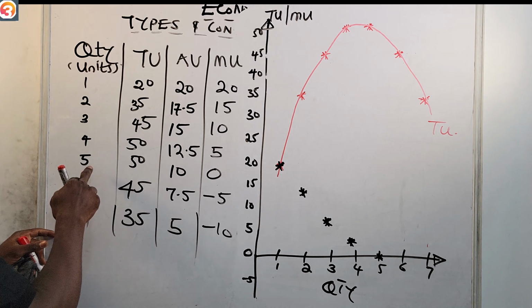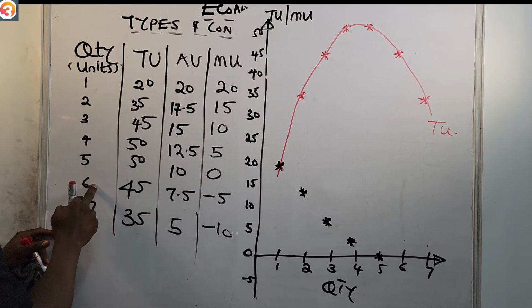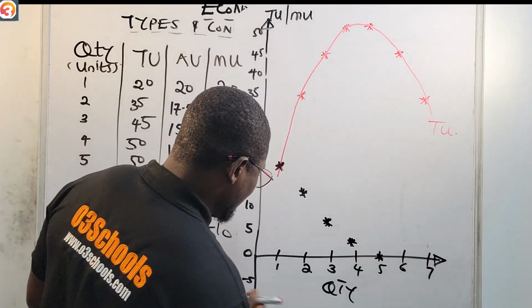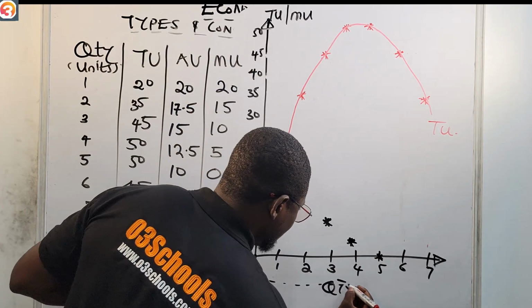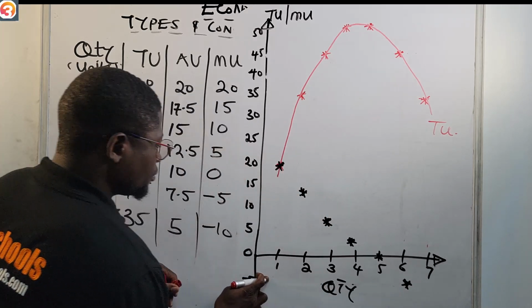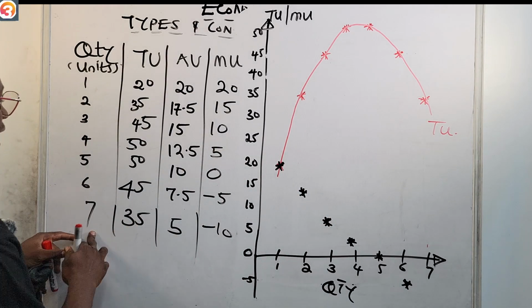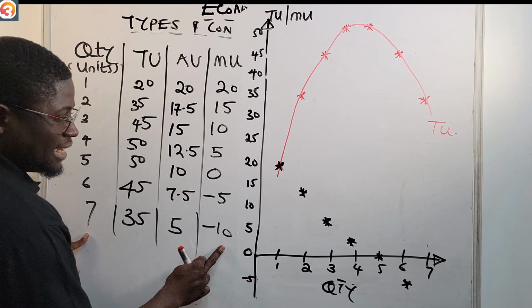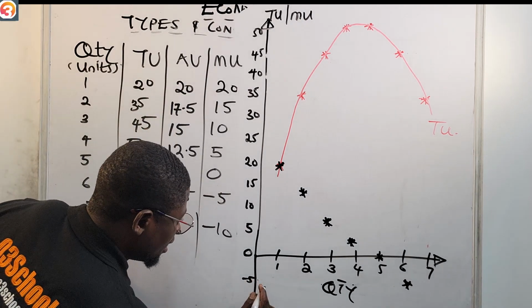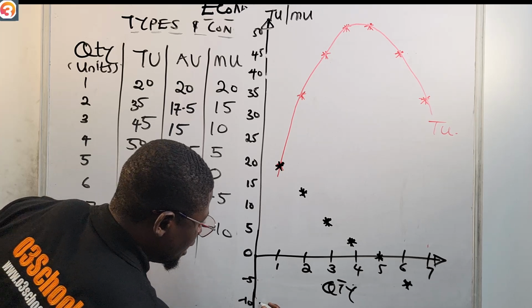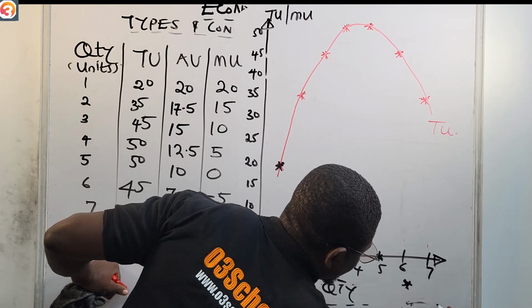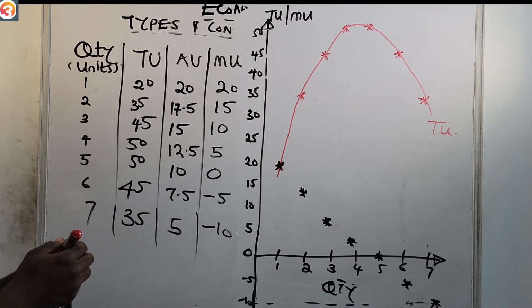So when quantity was 6, marginal utility was minus 5. We can trace minus 5 like this to meet 6 somewhere here. Okay, simple. When quantity was 7, marginal utility was minus 10. This is minus 5, and this will be minus 10, somewhere here. So let us trace it. It will be somewhere here for 7.